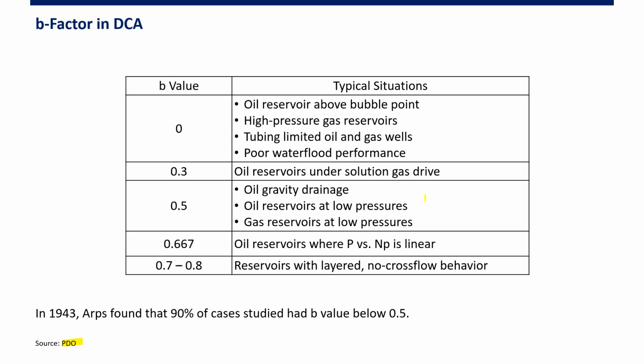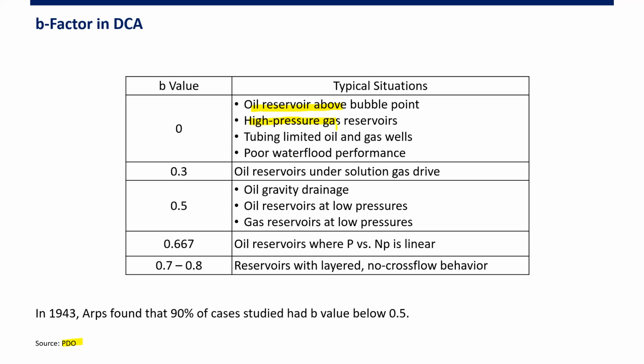First, if you have an oil reservoir above the bubble point pressure, or an undersaturated oil reservoir, then typically you will have B factor equals 0. And if you have a high pressure gas reservoir, you will also typically have B factor of 0. And for your oil and gas wells with tubing that are limited or choked, then typically you will have B factor equals 0, or exponential decline.